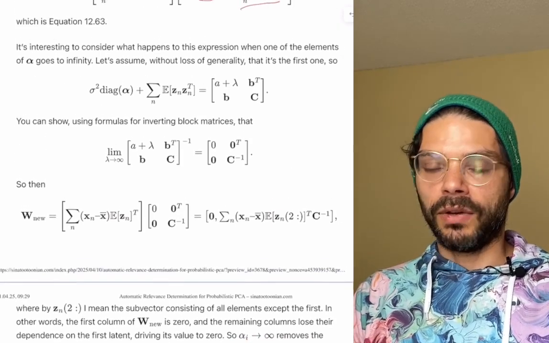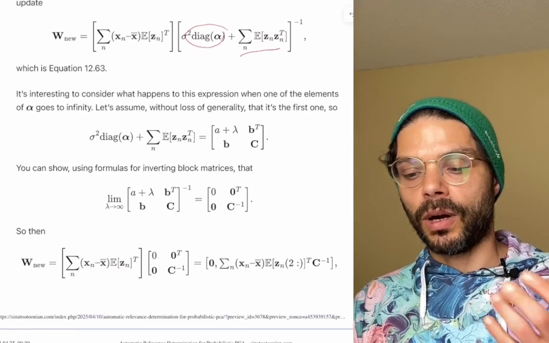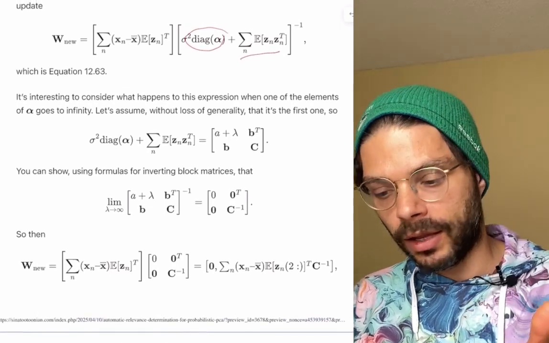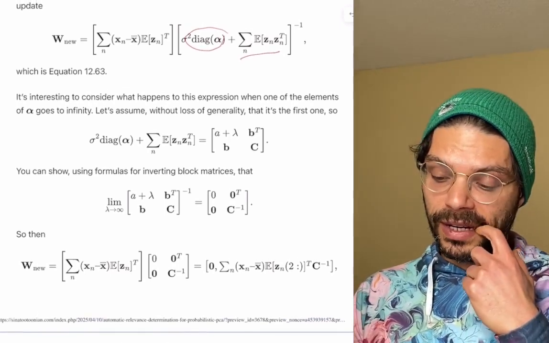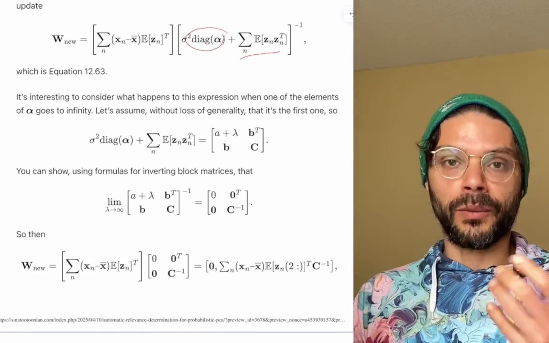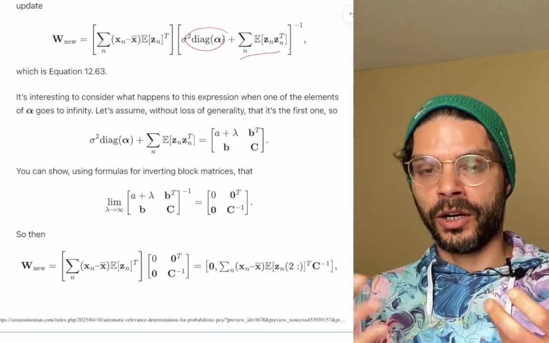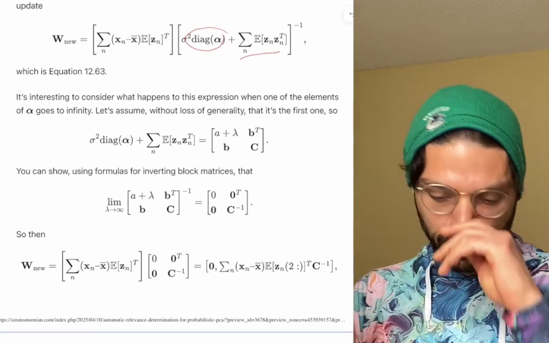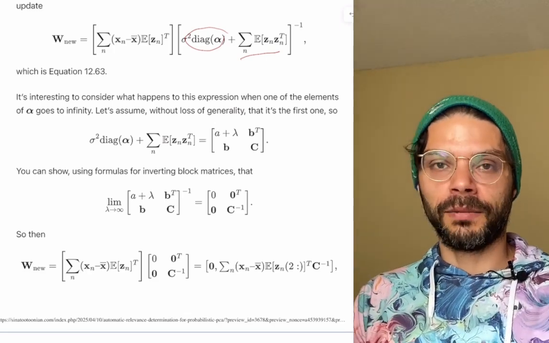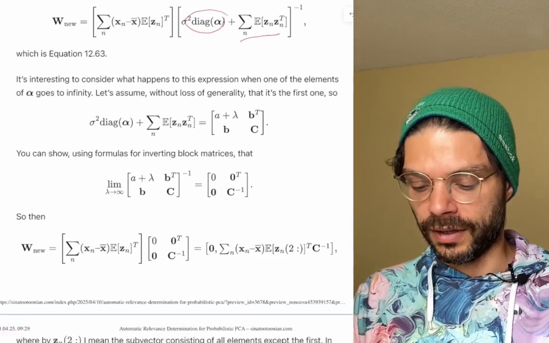Okay, so that's giving you a sense of what actually happens, how our update gets changed when the alpha is driven to infinity, and how that determines the weights that we learn. So it sets those weights to 0 as we hoped. Corresponding latent, because it has a prior on it, is going to get driven to 0.